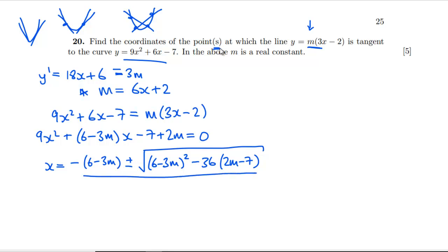Wowzers. All over 18. Right, that's quite a lot. So we need this to have just the two solutions. Let's look at what's going on with the discriminant, because we've got some quadratic here in m.